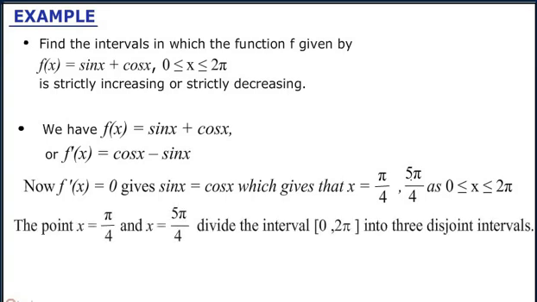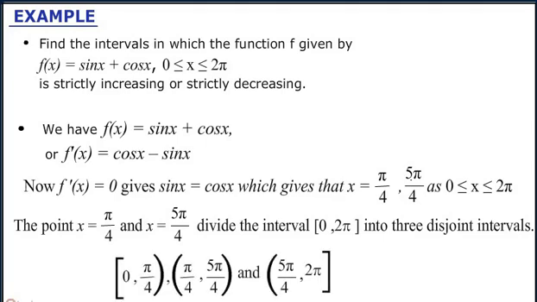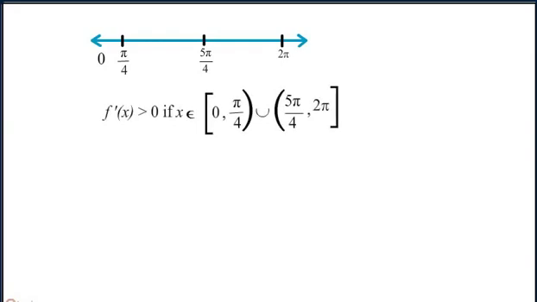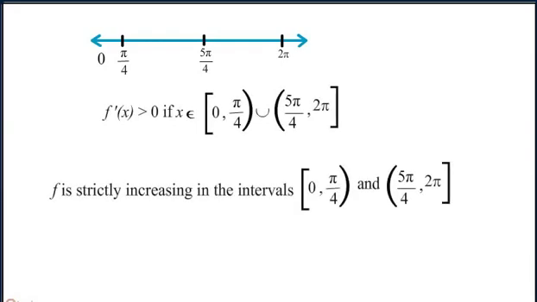The points x equals pi by 4 and x equals 5 pi by 4 divide the interval 0, 2 pi into 3 disjoint intervals as shown below. Then f dash x is greater than 0 if x belongs to the shown interval. f is strictly increasing in the interval as shown.